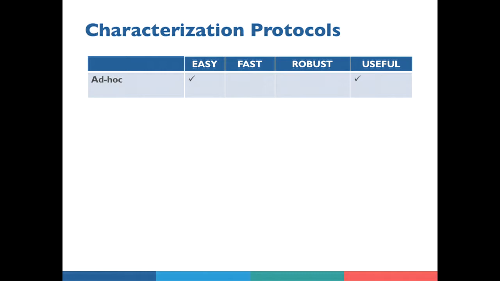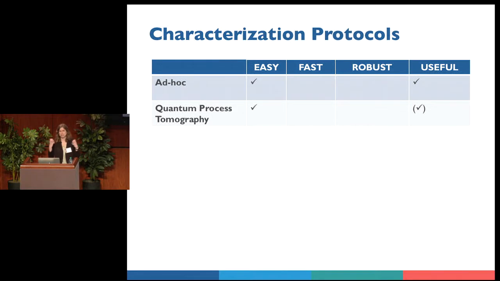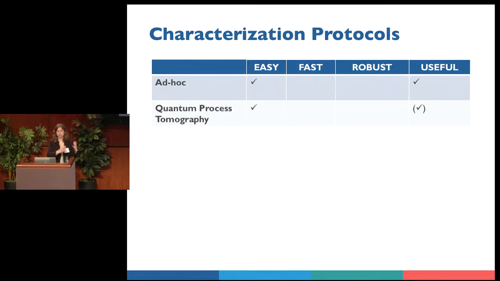the most robust method possible. The textbook approach to characterizing errors and detecting errors is quantum process tomography. And I would say this is a relatively easy method to implement in that, if you read Nielsen and Chuang, you can pretty quickly understand what's going on. It's easy to go from measurement to information about the errors.